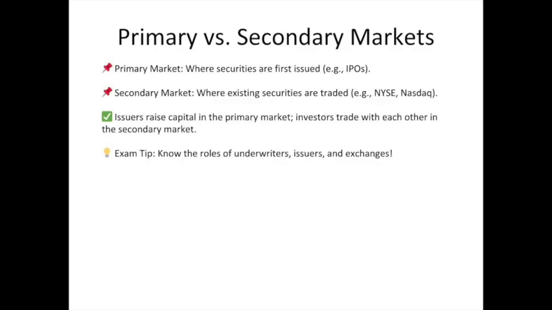You should also know there are four major types of secondary markets: exchanges like NYSE, electronic marketplaces like NASDAQ, over-the-counter, OTC markets, and third market trading, which involves exchange-listed securities traded OTC. Exam tip: know the flow of money. In the primary market, it goes to the issuer. In the secondary market, it's between investors.